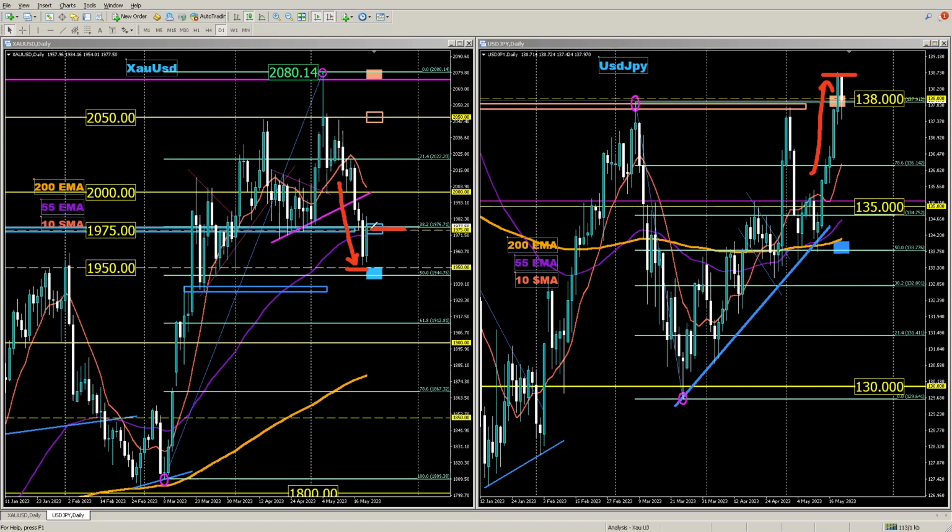So let's see whether the momentums will continue, a bearish one for spot gold and a bullish one for dollar yen, as well as the US dollar index, which we'll take a look at later on. But let's review the highlights from last week and then the possible fundamental news that's coming up for this coming week as well.